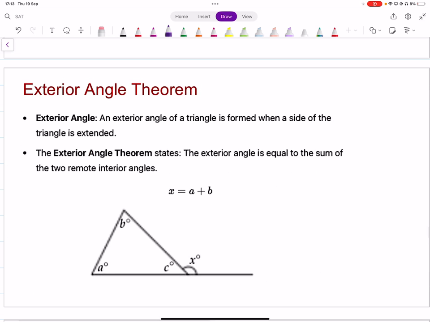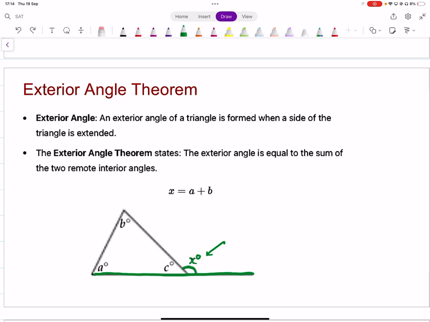First of all, what's an exterior angle of a triangle? Let's say you have this triangle. If you extend any side of the triangle like this, the angle that you get on the outside here is called the exterior angle of the triangle. Now, this exterior angle is always equal to the sum of the other two angles in the triangle, the angles on the other side of the triangle, A and B. So x equals A plus B.